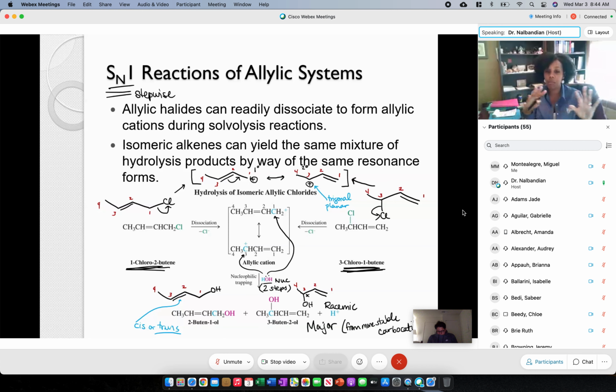Only electrons are moving when you're doing resonance. So only double bonds, triple bonds, negative charge, positive charge, radical. Those are the only things that move around, electrons. But for a hydride shift or an alkyl shift, you're actually moving around a hydrogen or an alkyl group. Those are 2 different things.